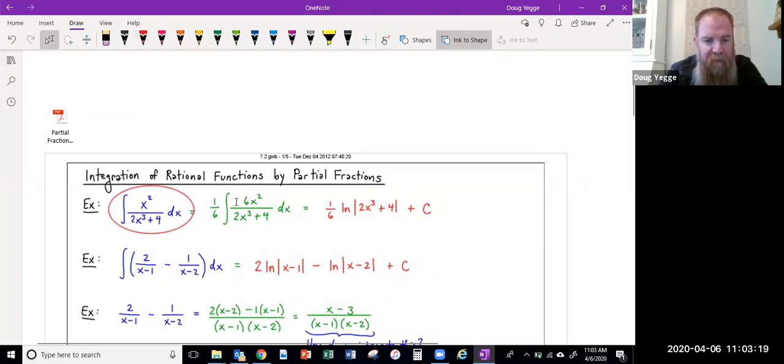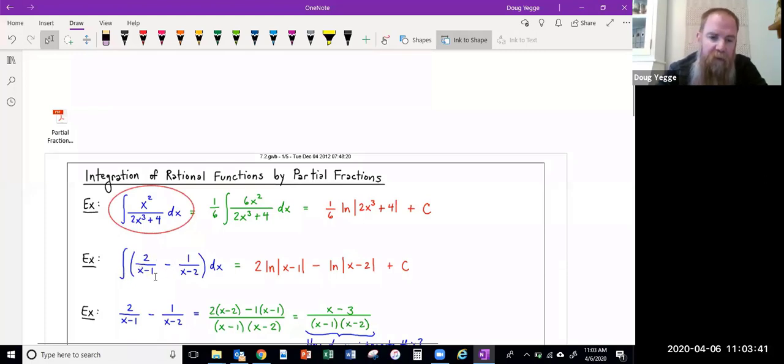I'm just going to multiply by 6, pull out a 1/6, and now I could see that the integral is just going to be the natural log of the denominator. But this was just a special case because the numerator just happened to be the derivative of the denominator. That's not always going to happen. So what if we were to now look at this next one here?